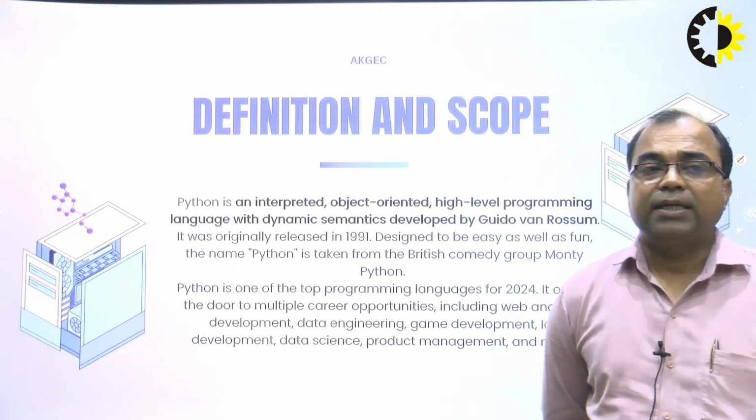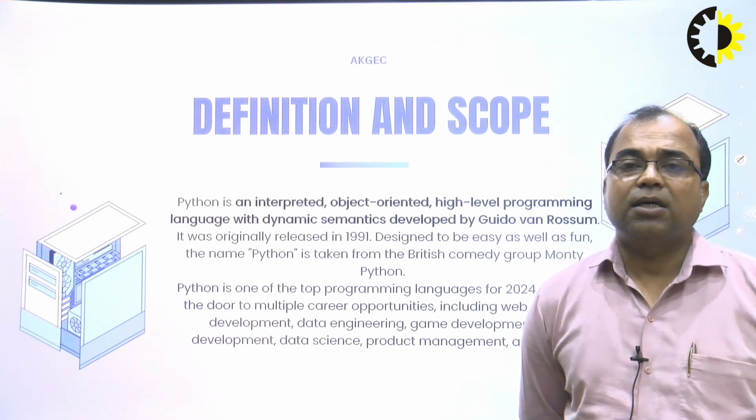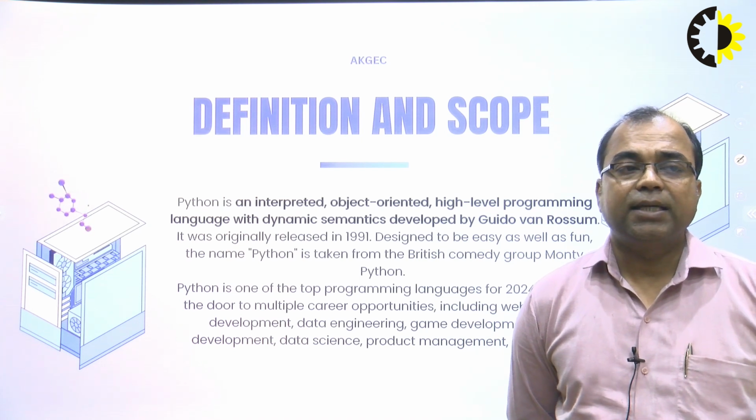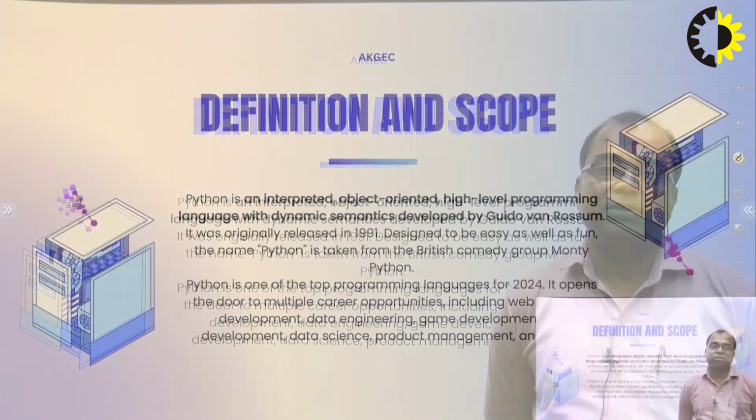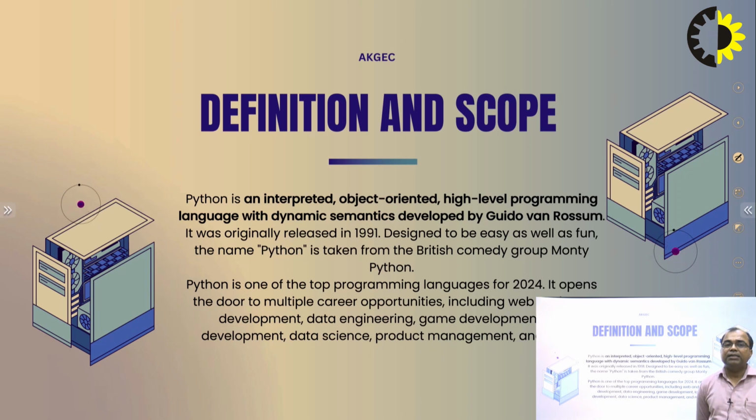He was a scientist, and he released this programming language, Python, originally in 1991, designed to be easy as well as fun. The name Python was inspired by the comedy circus Monty Python. In that comedy group there was the Python keyword, so they inspired from that and gave the name Python to this programming language.